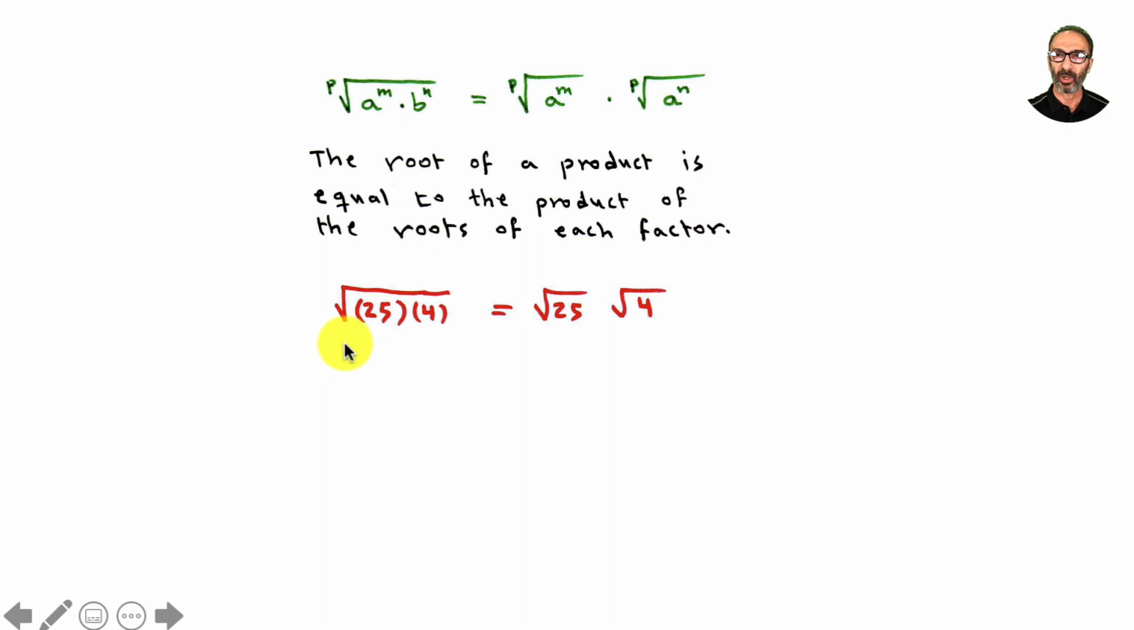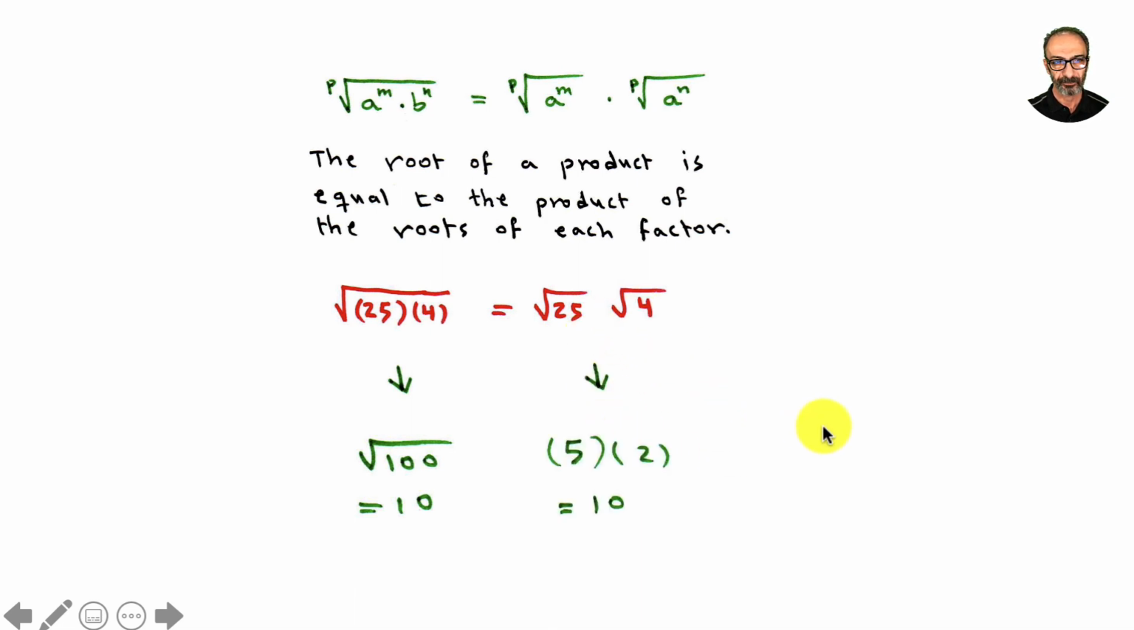Now let's see why this should work. On the left hand side, square root of 25 times 4, if I multiply 25 times 4, which is 100, square root of 100 is 10. Now I picked numbers that are perfect squares to show you that this should work. Square root of 25 on the right hand side is 5, and square root of 4 is 2. 5 times 2 is 10, same answer.